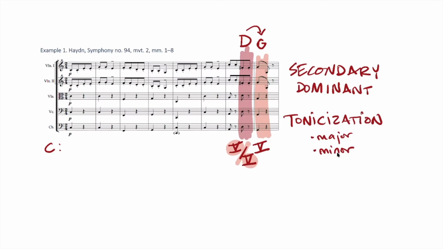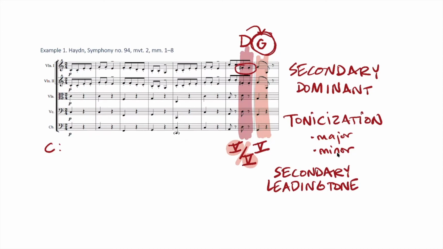The last term I want to give you right now is the term secondary leading tone. What a secondary leading tone refers to is the leading tone of the key that is being tonicized. Take again our example of tonicizing G. The secondary leading tone is F sharp. So we would say that F sharp is the secondary leading tone of this secondary dominant. We will not confuse it with the regular or primary leading tone, which in the key of C would be B natural.